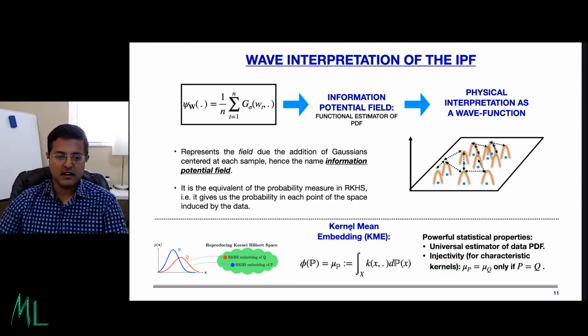Another association is the kernel mean embedding. The information potential field is also the empirical approximation of the kernel mean embedding, which is a very well-established theory of using the reproducing kernel Hilbert space to characterize probability distributions. It has some very good properties, such as it is a universal estimator of data PDF, and it is injective for characteristic kernels. That is, the approximated PDFs using the kernel mean embedding are equal only if the distributions are exactly the same.